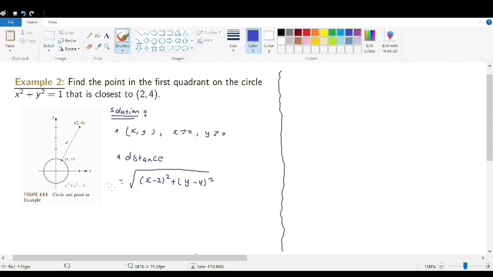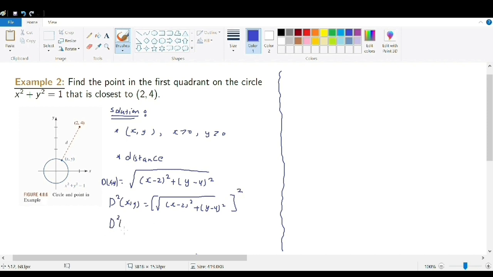If we say this is the function d(x, y), and we take the square of this function, d squared of (x, y), this will give us the square root of (x minus 2) all squared plus (y minus 4) all squared, all of this squared.